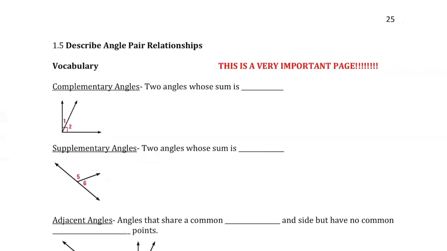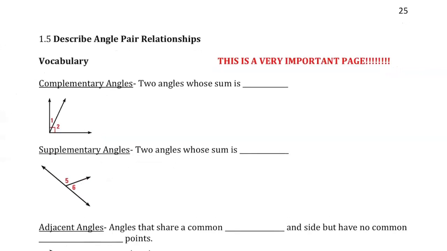Okay, we're going to continue our study of angles in this next section. And I said this is a very important page because you see these words all the time. The first word is complementary. Complementary is 2 angles whose sum is 90 degrees. Angle 1 plus angle 2 equals 90. So they are complementary.